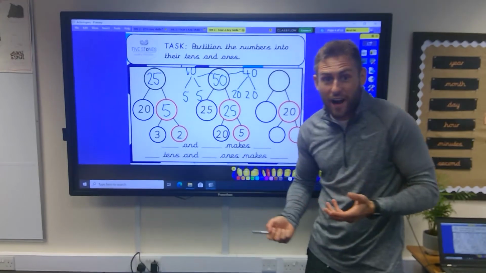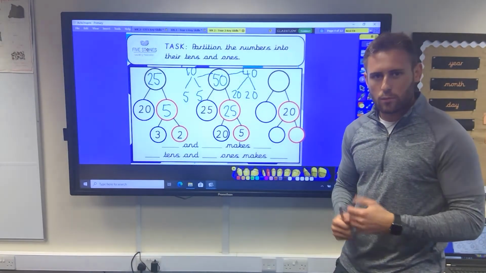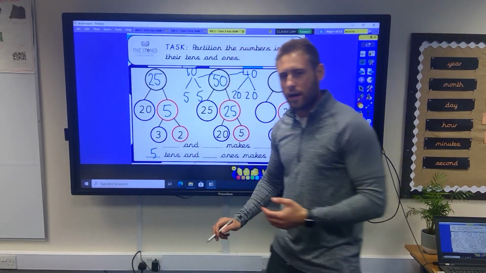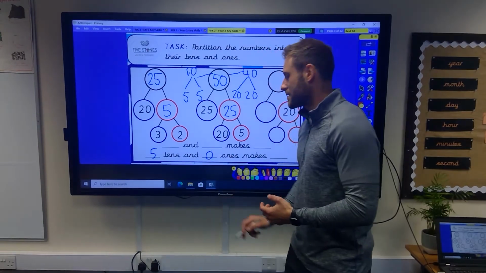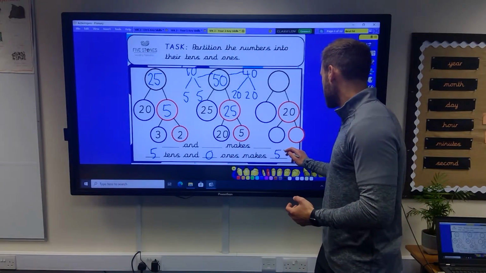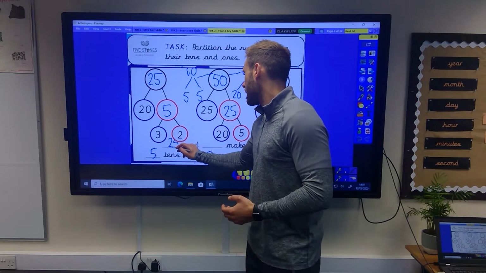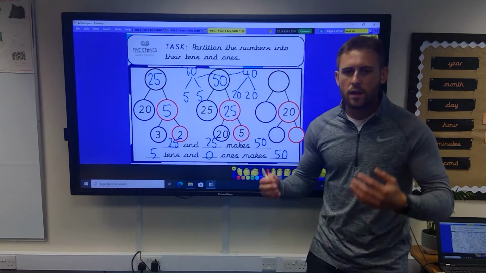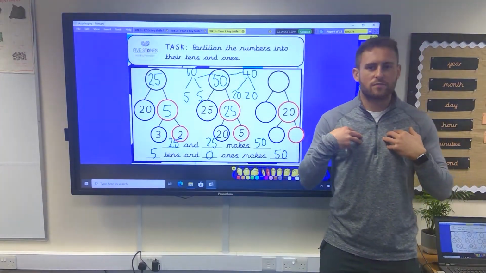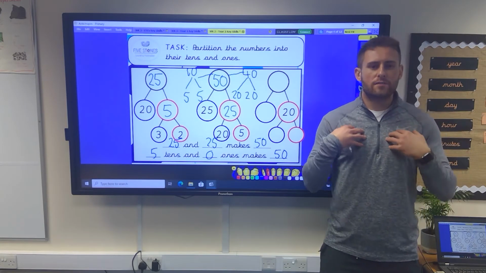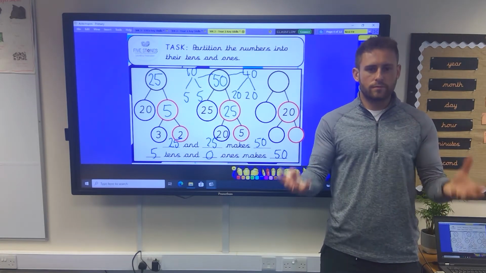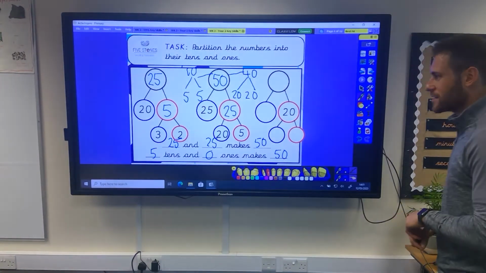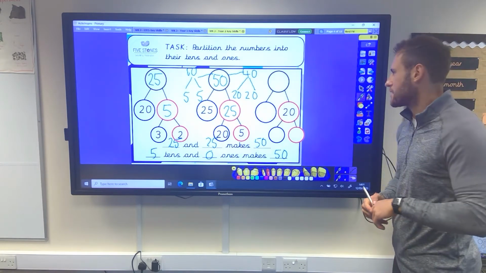We know that 25 and 25 makes 50. But how many 10s are in 50? Yes, we've got 5 10s. How many 1s do we have? 0 1s. And that makes 50. So we've got 25 and 25 makes 50. Well done. Double 25 is 50. Half of 50 is 25.